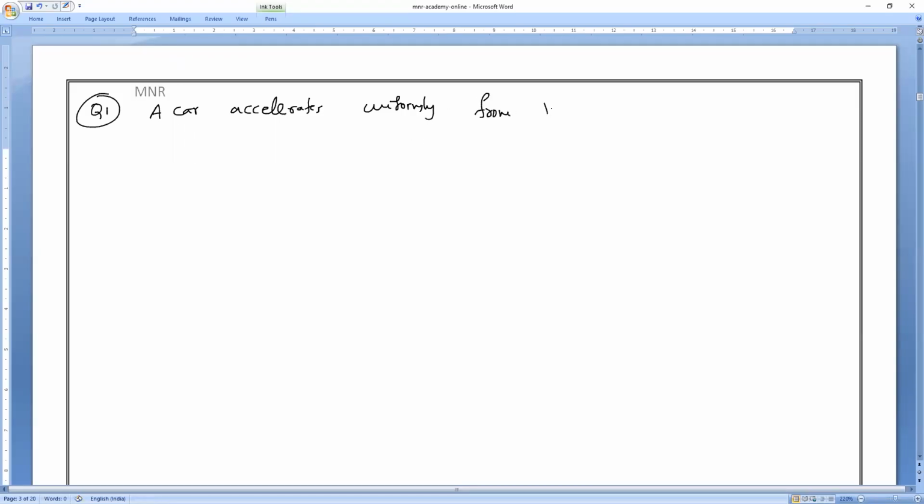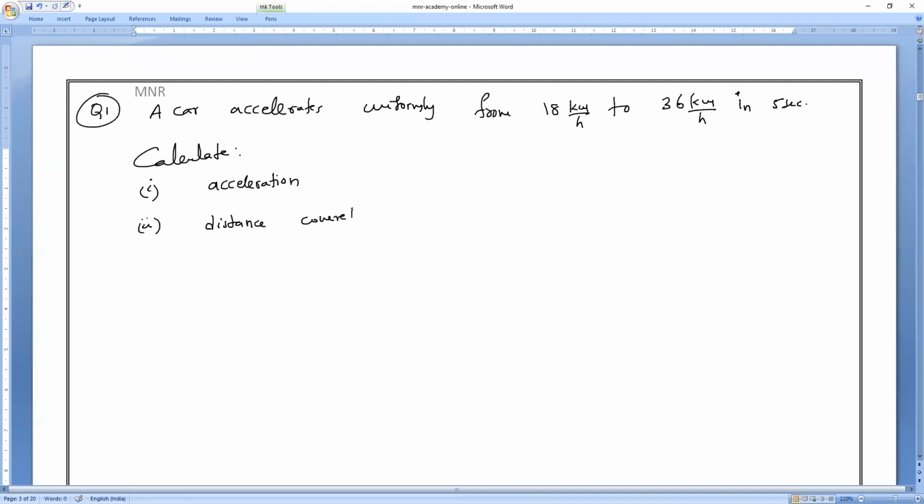A car accelerates uniformly from 18 kilometers per hour to 36 kilometers per hour in 5 seconds. Calculate the acceleration and the distance covered by the car in that time. It's a very simple question. So this is the question.